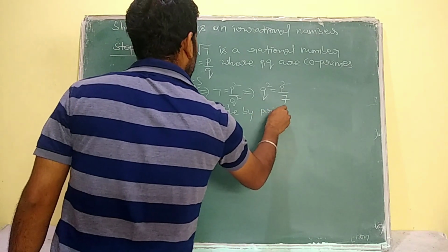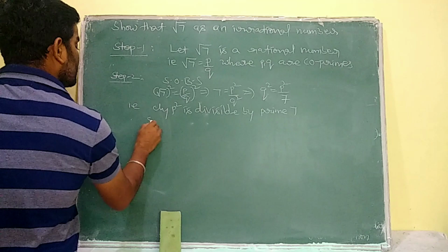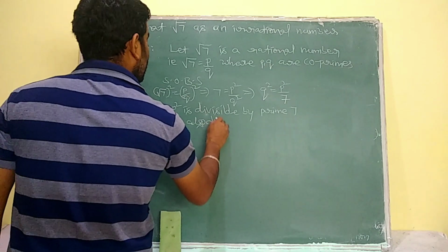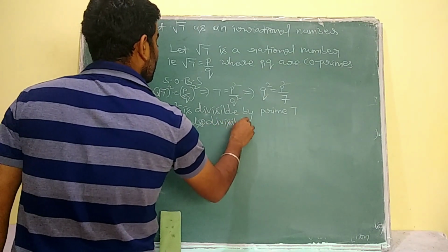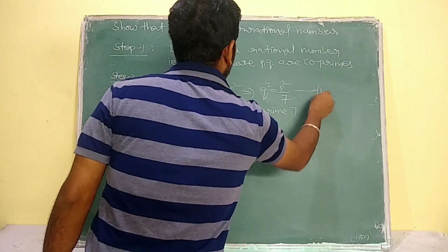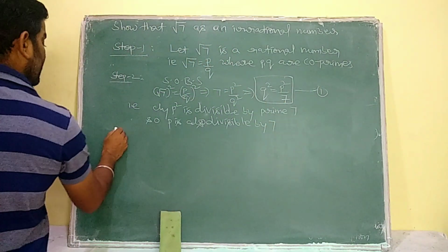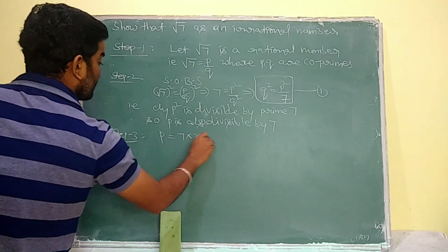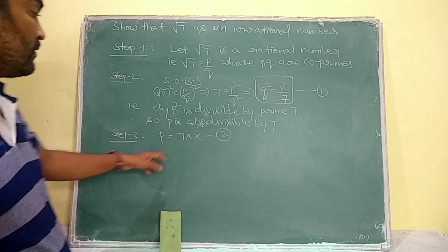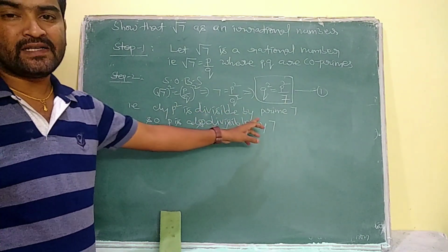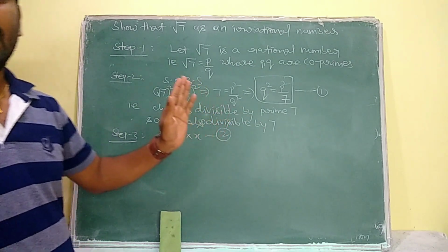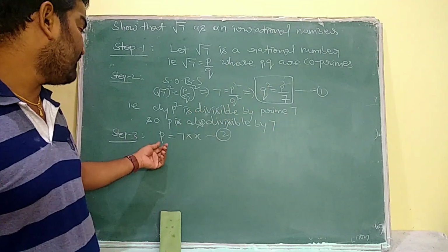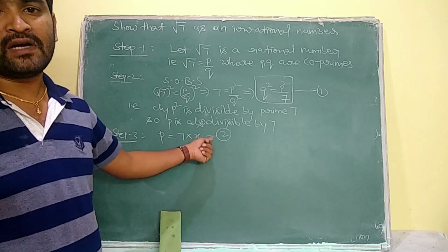prime 7. Now so p is also divisible by 7. So we have to express that p as some 7 into x. That is our equation 2. Why? Because this p is divisible by 7. If a number is divisible by some prime, that number is expressed as that prime into some other number. That is why p is expressed as 7 into x.